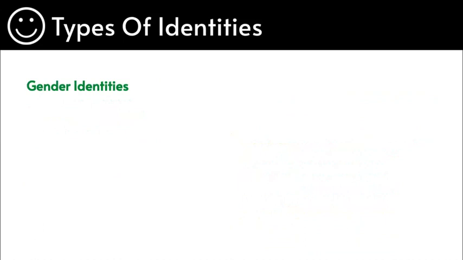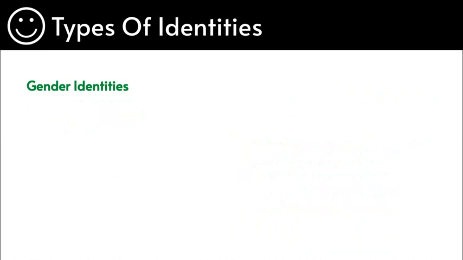So, there are various different types of identities which we really need to understand after we've obviously understood the definition of identities and looked at the similarities and differences. So, there are different types of identities. One clue is gender identities, which is on the page. Pause and have a think. What other types of identities can you think of?